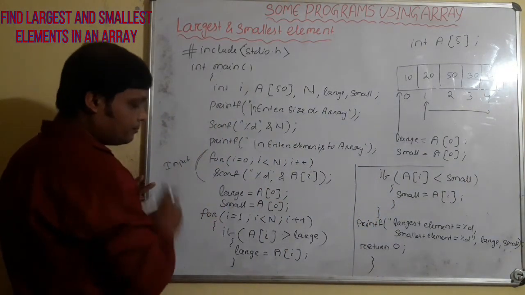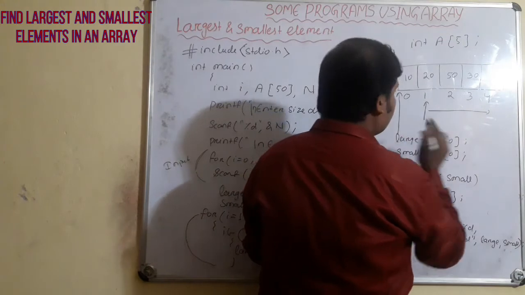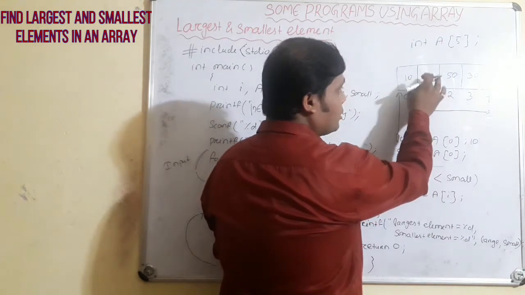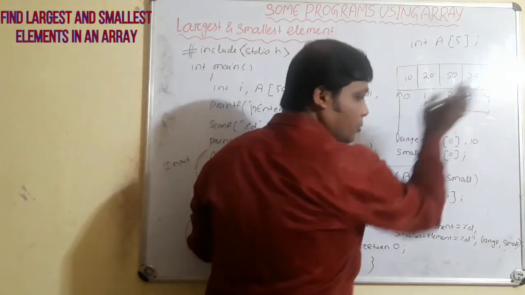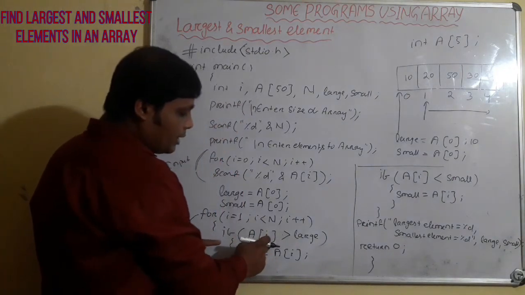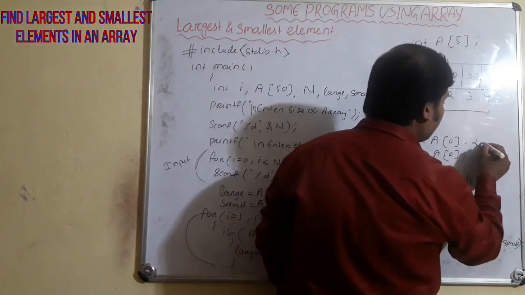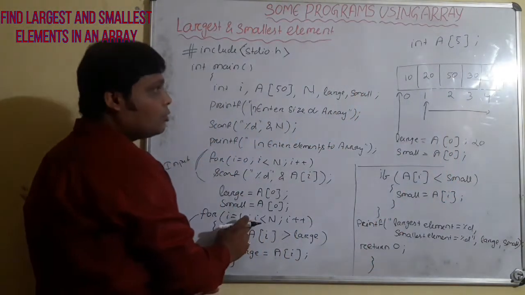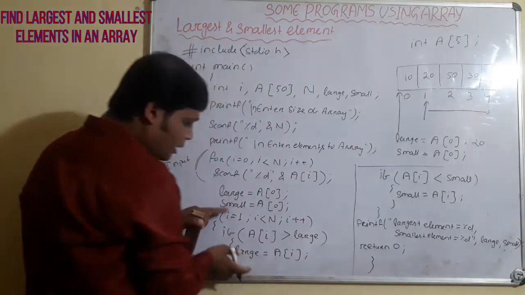Clear? Now see, come to this logic part. I have taken a[0] as large, so this will be 10. After this I will check any a[i]. I have travelled from 1 to less than n, that means 1 to 4. When i is 1, is a[1] greater than large? Yes, so my large will be that a[i], that means 20. Again I will travel, and i will be 2.